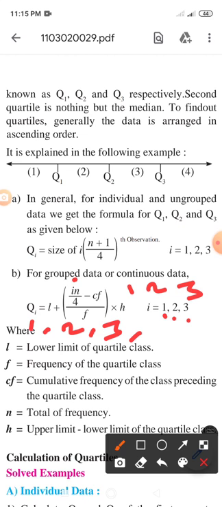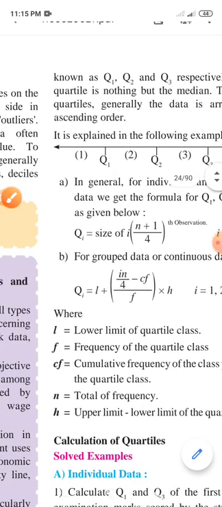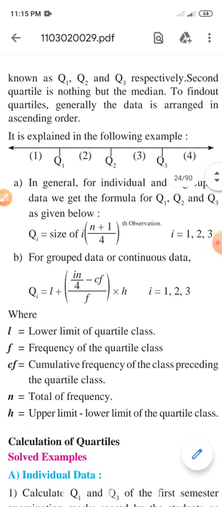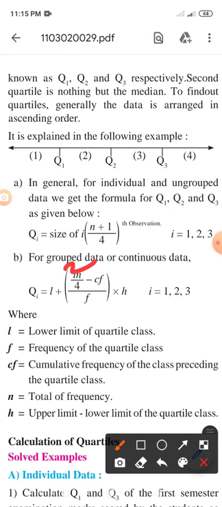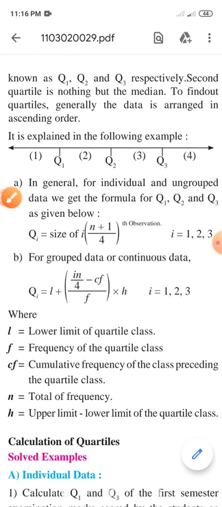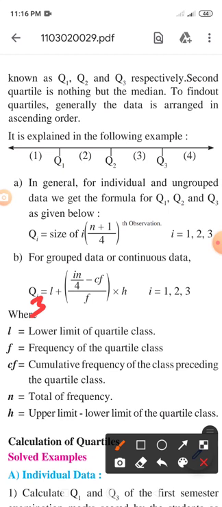In case of Q2, it is equal to L plus bracket 2N upon 4 minus CF divided by F bracket complete into H. And in case of Q3, L plus bracket 3N upon 4 minus CF upon F bracket complete into H.